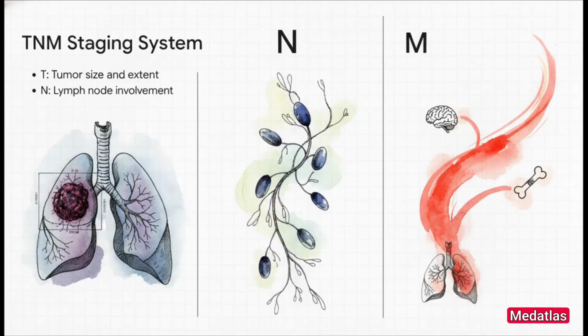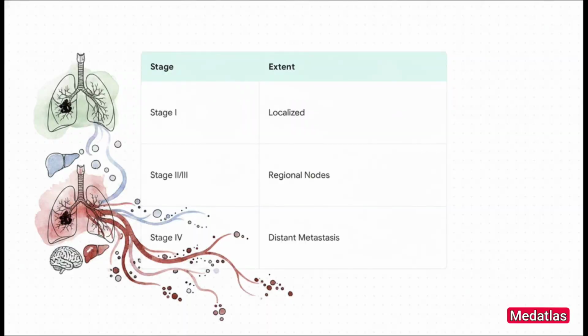Next up, we have the TNM staging system. This is how doctors communicate the spread. T stands for tumor, like how large is the primary mass. N stands for nodes, has the cancer escaped into the nearby lymph nodes? And M stands for metastasis, has the cancer spread to totally different organs like the brain, the bones, or the liver? The really crucial takeaway here is how those TNM factors combine to create a patient's overall stage.